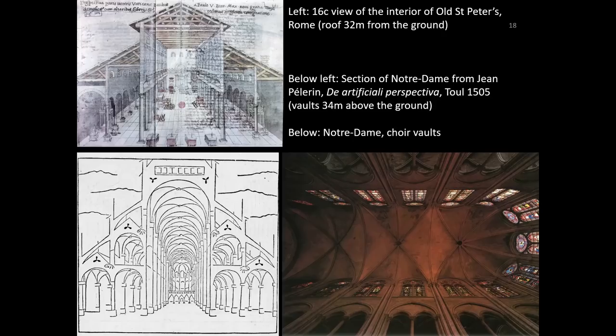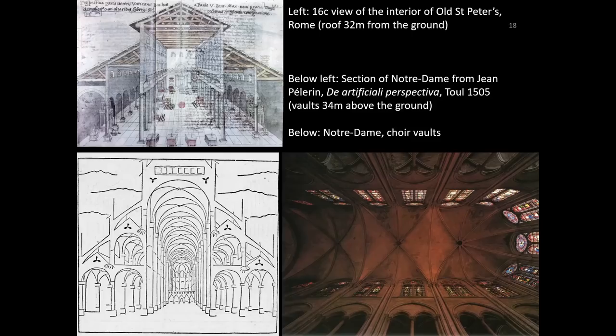And also the height of Notre Dame seems to respond to Old St. Peter's. At the time, its vault, when it was first built, was 34 metres above the ground. This is one of the very tallest structures, certainly the tallest vaults in medieval Europe at that time, accentuated by the relatively narrow central vessel. And in some ways, I think we can think of this as a bit of one-upmanship. It's just very slightly taller than the roof at Old St. Peter's. And we see this kind of one-upmanship taking place all the time.